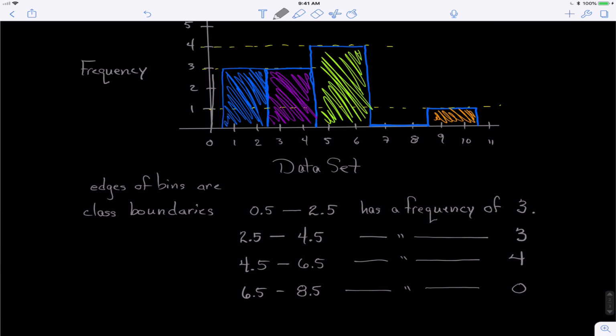And finally, our last class that we formed begins at 8.5, goes to 10.5. Those are its class boundaries. And it has a frequency of 1. And that is how you take the idea of a histogram, divide the number line into equal segments, which we call classes, and the edges of those classes are called the class boundaries, and the number of dots in those divisions forms our frequency.